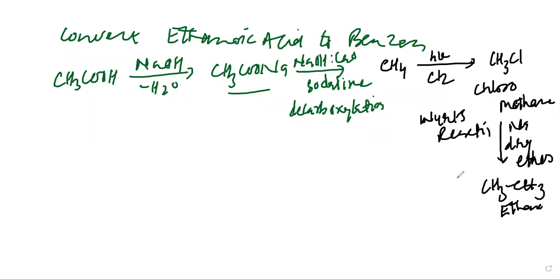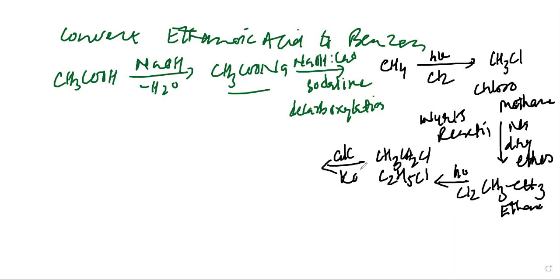Now this ethane, when it undergoes chlorination, gives us chloroethane, that is C2H5Cl, or we can even write it as CH3CH2Cl. This CH3CH2Cl, if it is allowed to react with alcoholic KOH, elimination takes place. And due to elimination, my dear student, here we will get ethene, CH2 double bond CH2. This is what it is, ethene.